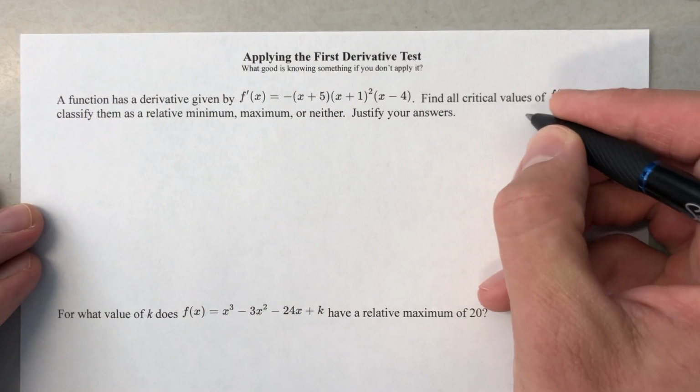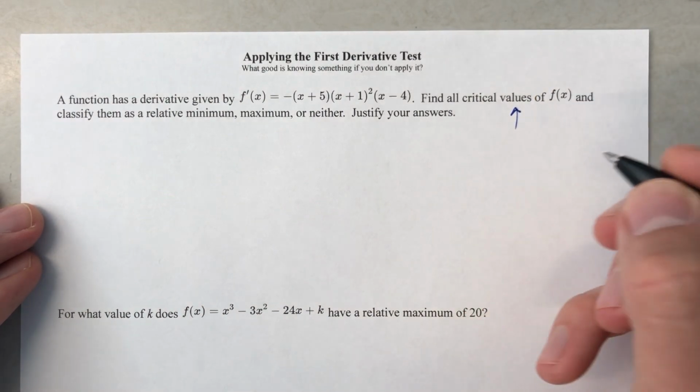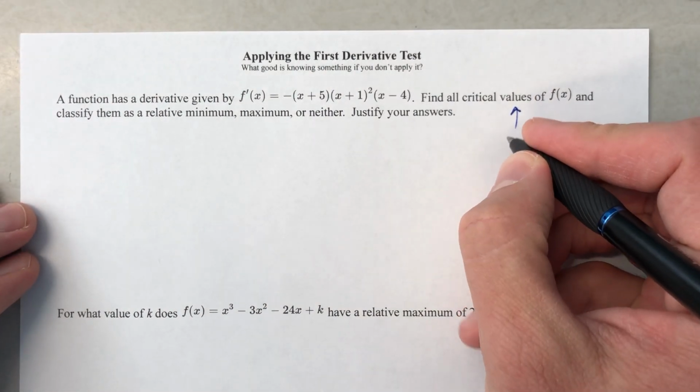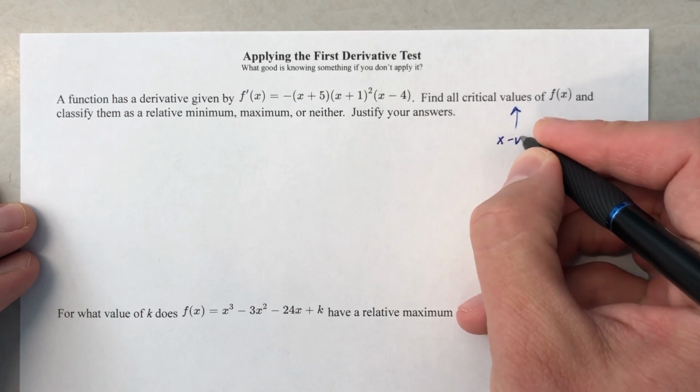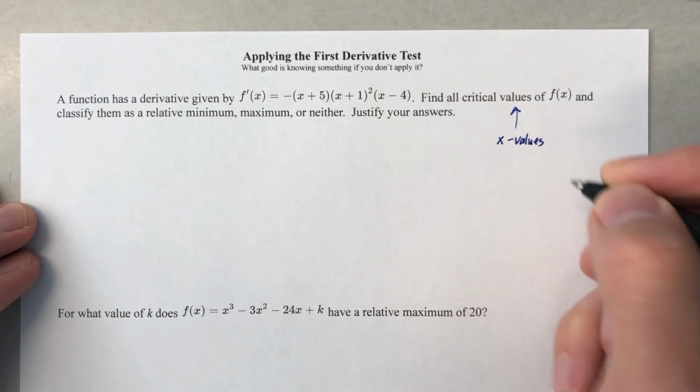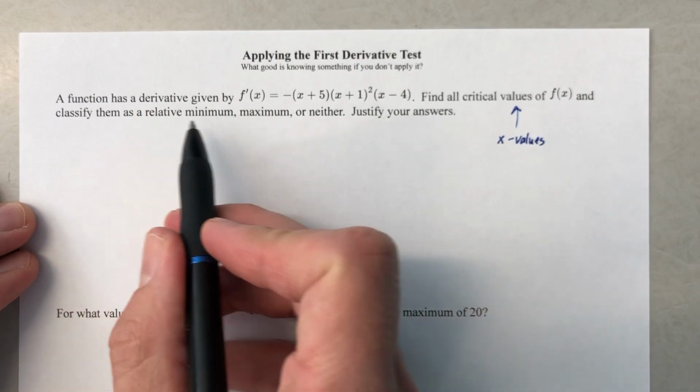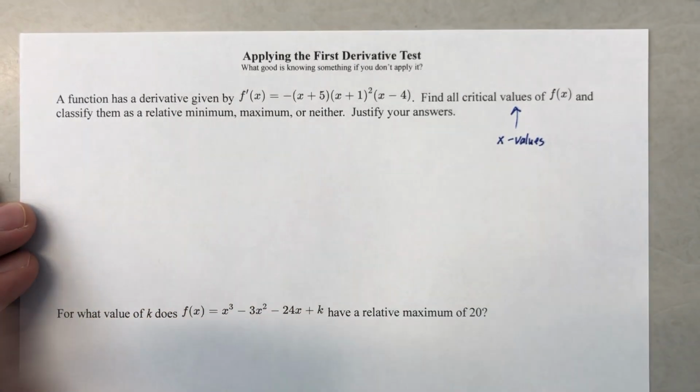Now, let's be really careful about this. Critical values are not necessarily critical points, and we don't have to get caught up in the vocabulary on this too much, but these are going to be x values of f of x. And classify them as relative minimum, maximum, or neither, and justify your answers.